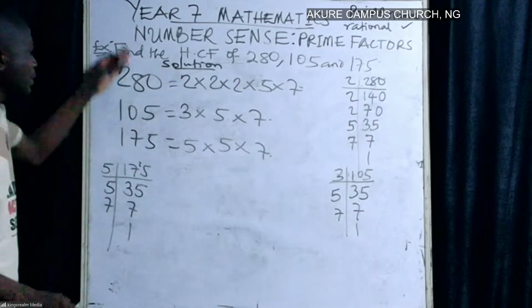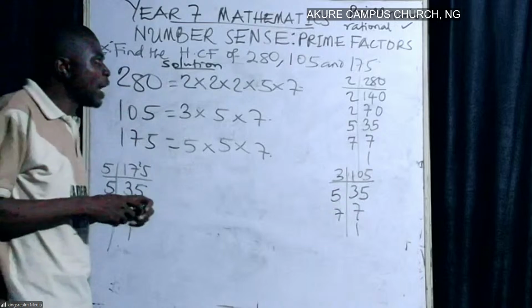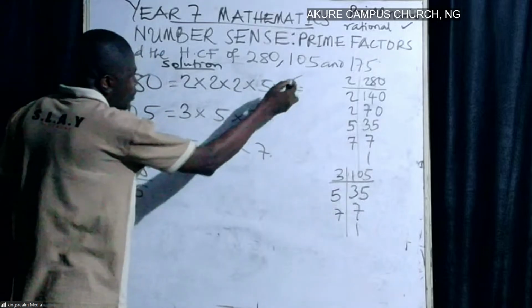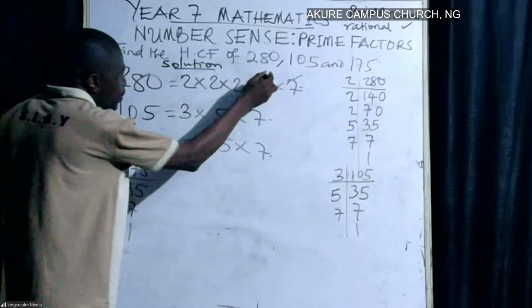So you look at the 3. So what will be the HCF? What will be the highest common factor? 5, and I said it from the start. So 5 is common. So we have 5 here.